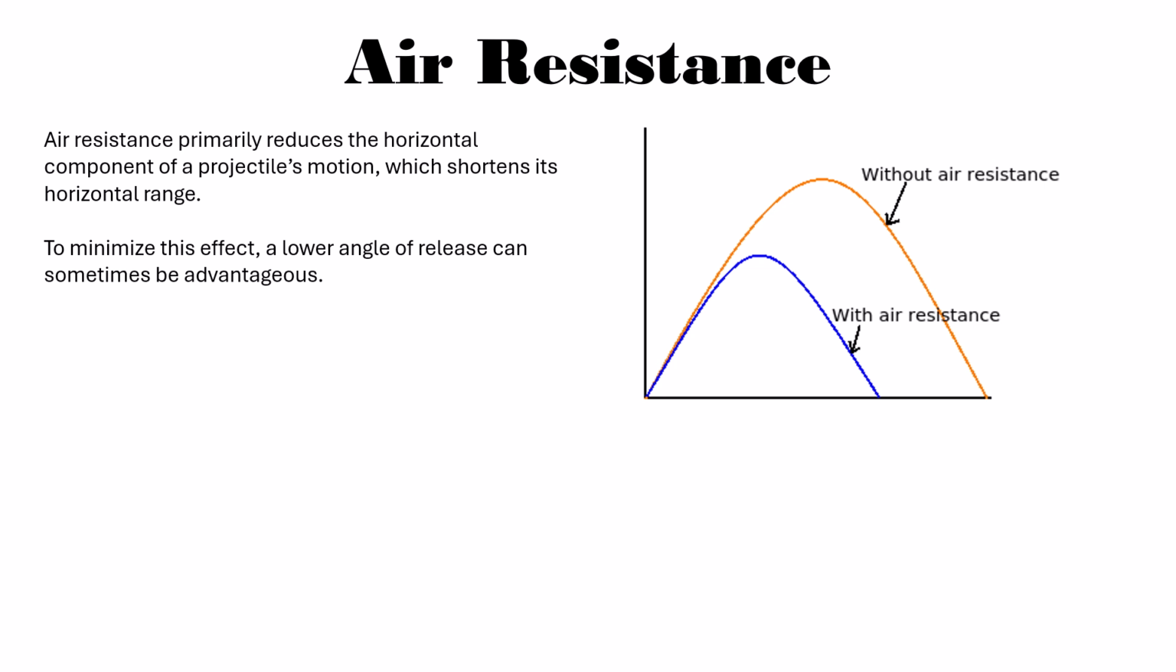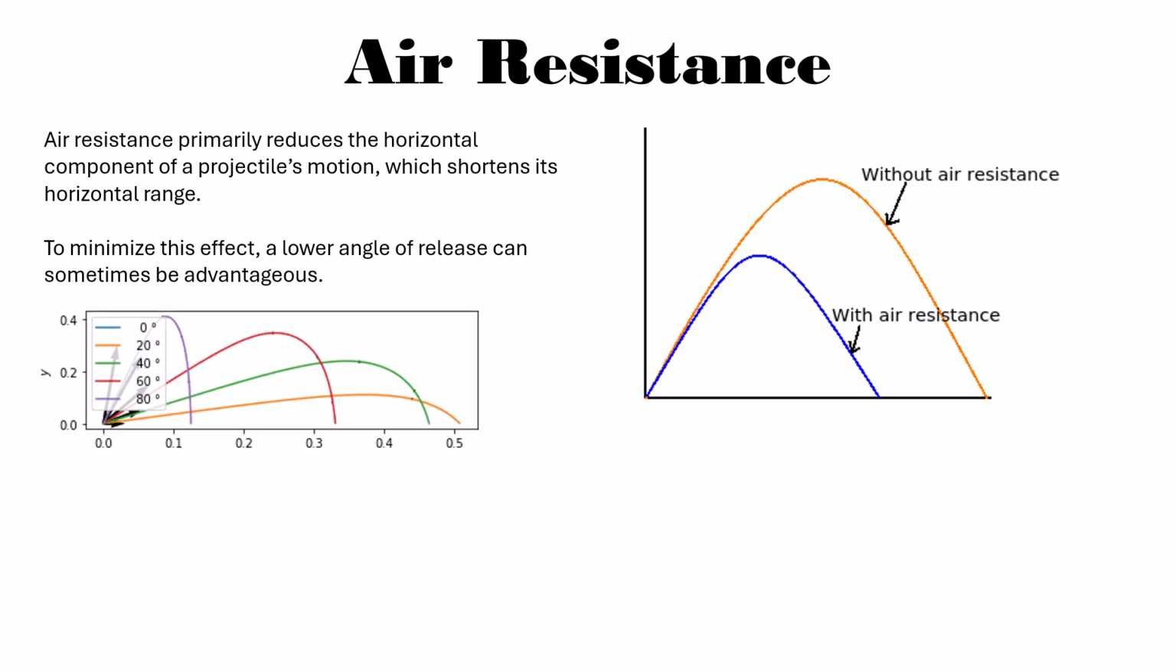So in order to minimize this effect, a lower angle of release will be better. If you were to work with our assumptions, 45 degrees will maximize your range. 45 degrees, because it's exactly halfway. We can do a little bit of calculus to prove that. You can use trigonometry to prove that. So 45 degrees will be the optimal angle.